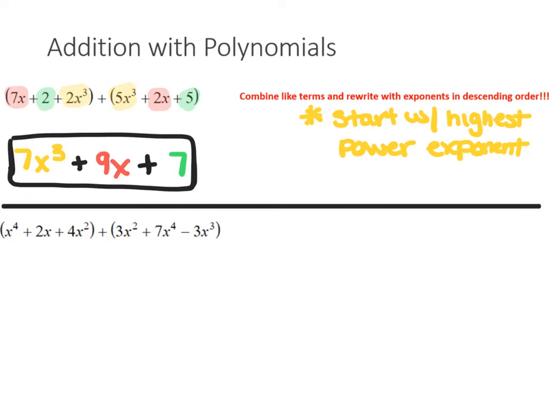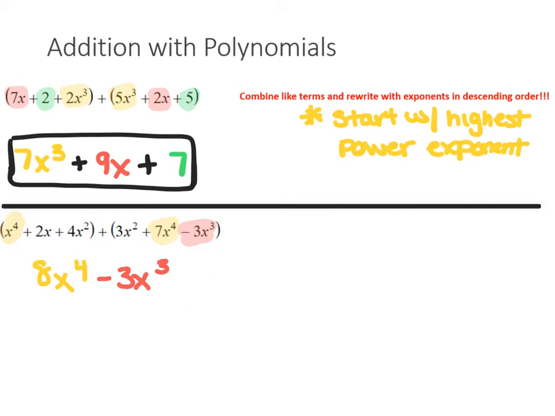Now for our next example, we're again going to start with the highest power exponent. So the highest power exponent we have is x to the fourth. So if I were to add x to the fourth plus 7x to the fourth, that would give you 8x to the fourth. Now the next highest power exponent is only x to the third, which only appears in the second part of the equation. So that means that it will become minus 3x to the third.